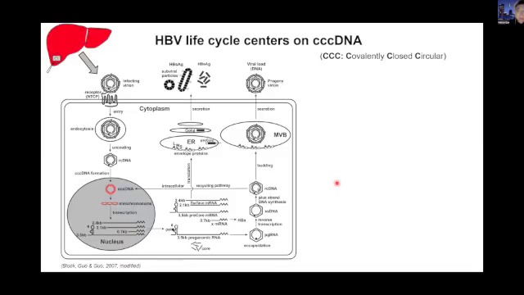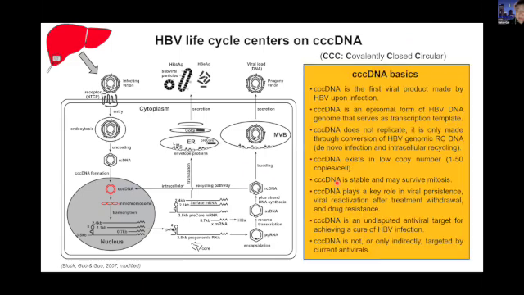Jiaming has given a very thorough overview of the HBV life cycle. I just wanted to reiterate the cccDNA basics. cccDNA is the first viral product made by HBV upon infection. This is a de novo synthesis of cccDNA. cccDNA is the episomal form of the HBV DNA genome. It's a minichromosome and serves as a transcription template.